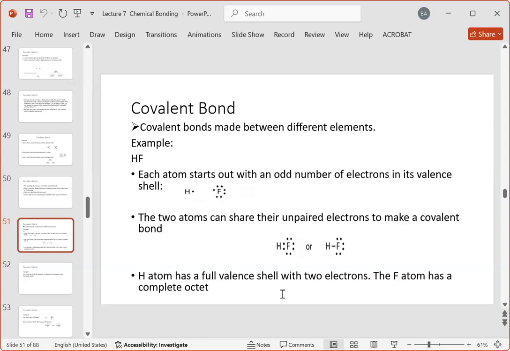Hydrogen exceptionally needs only two electrons to satisfy its outermost shell. Fluorine needs eight. So they share the one and one. Once they share, fluorine will have eight and hydrogen will have two, and then they are okay. Here you see that is represented by the dot, and here is just a dash. Dash, like I said before, represents one bonding pair, which is just two electrons.